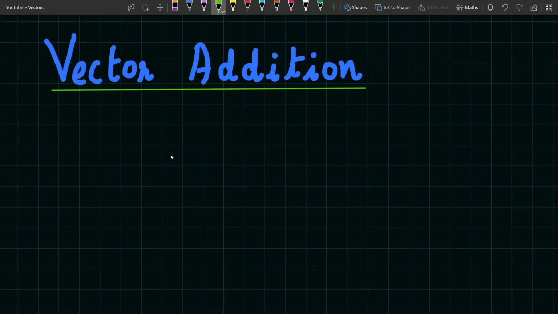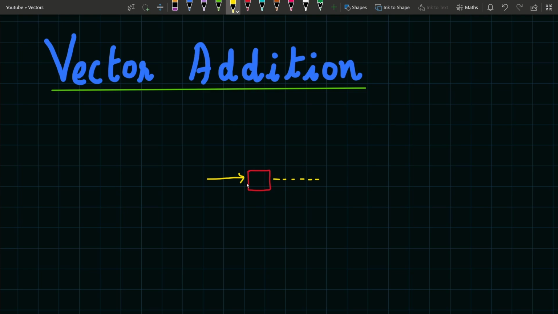Vector addition: what happens when you add two vectors? Let us see the physical meaning of adding two vectors. For example, if you have a box, a person is pushing the box from this direction. What will happen? The box will go in this direction.